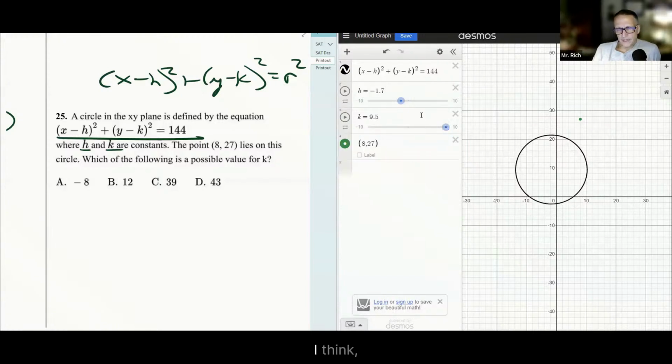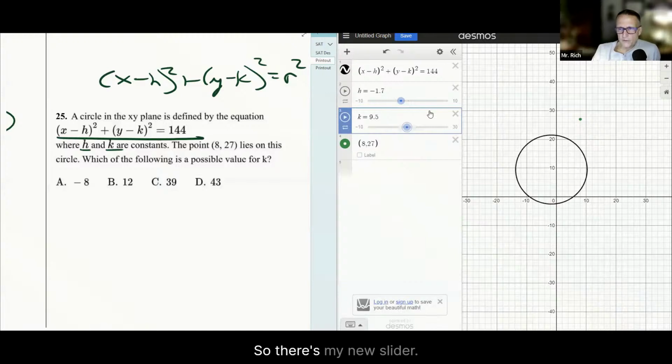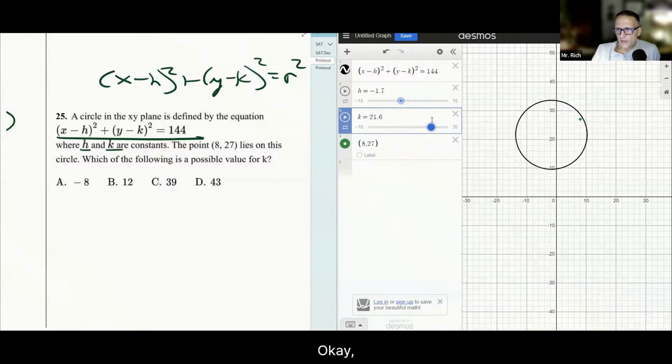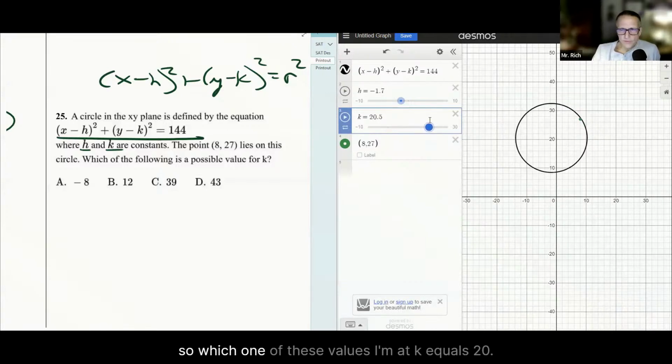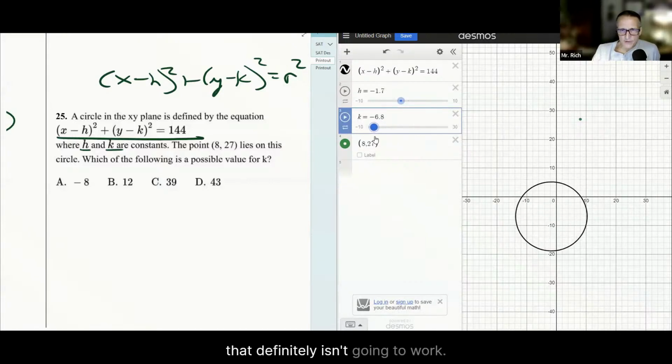All right, I'm going to move my slider around. I want to move my slider around for k, but it's not reaching. So I want to reset this upper step to like 20 maybe, or let's go to 30. So there's my new slider. Okay, so which one of these values? I'm at k equals 20. If my k was -8, that definitely isn't going to work.